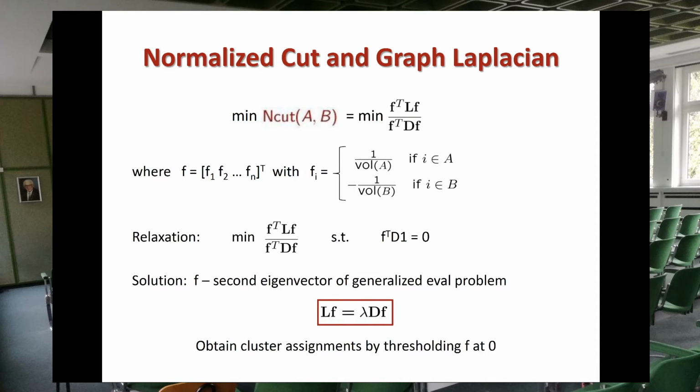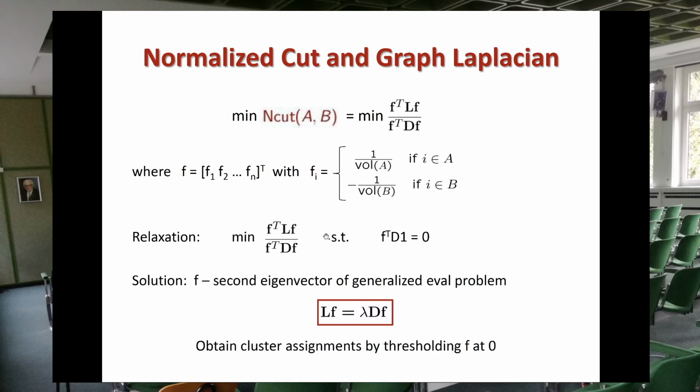Okay, so now we want to minimize this normalized cut, which we are going to do by minimizing this expression here. Remember that the vector that we defined here was of the size of the points that we have, and it was constructed using this function. If the point belongs to A, it takes the value 1 over the volume of A, otherwise it is 1 over the volume of B, negative.